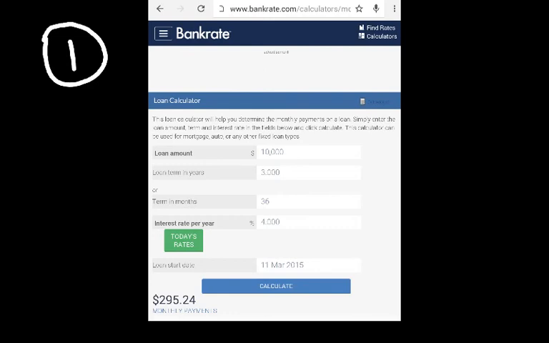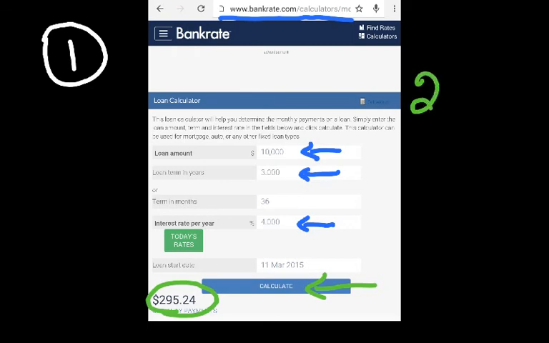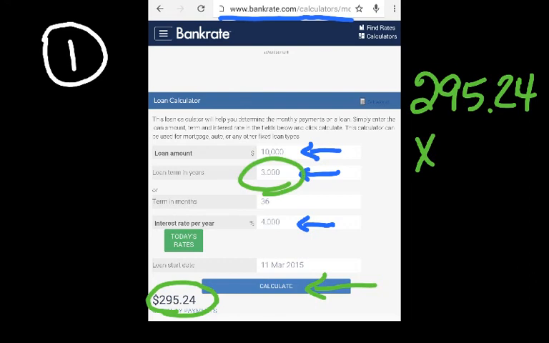Okay, so here's the website I was telling you about. I just typed in the 10,000, and then the 3 years, and then the 4%, and then you click on calculate, and this is what it gives you. Okay, so you have $295.24. You're going to pay that for 3 years.